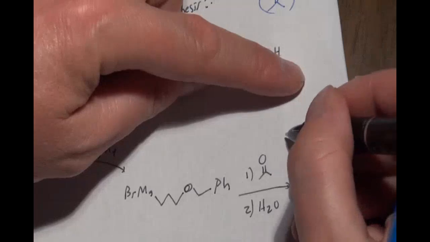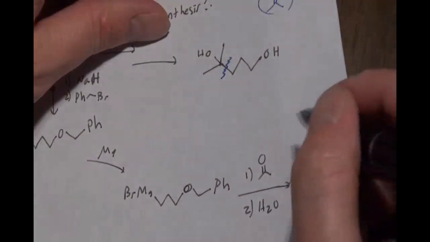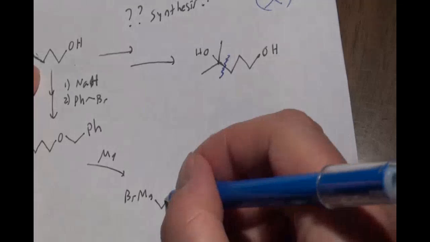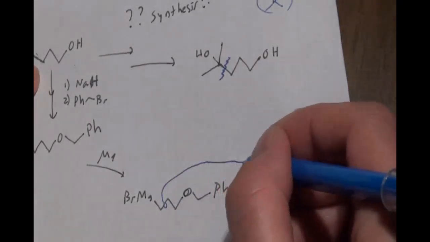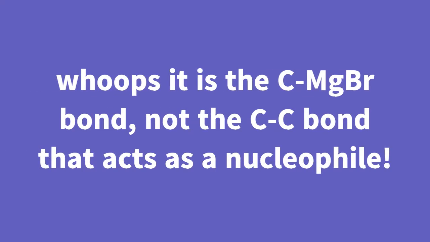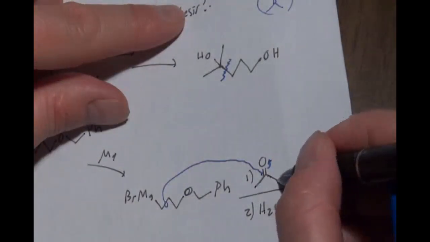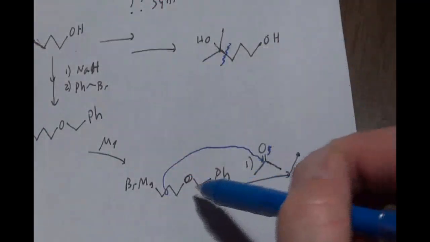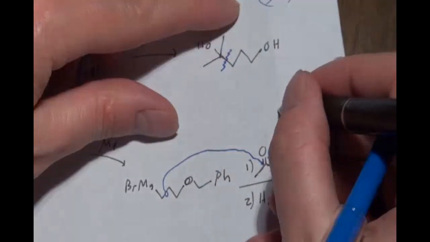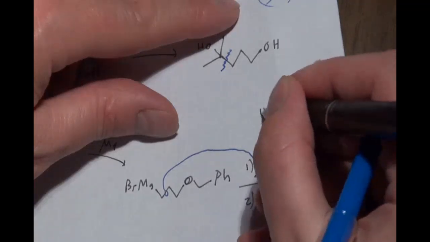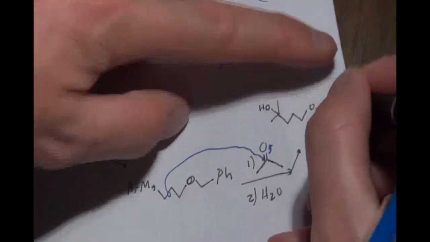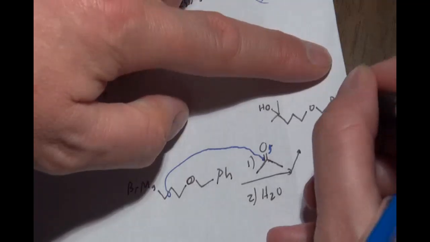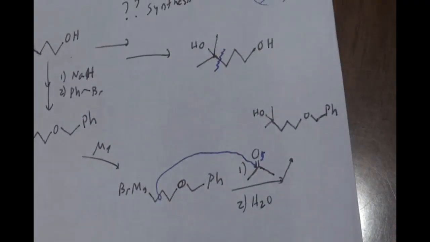Now it's starting to look like the product. I'll do that mechanism arrow. Attack the 3-carbon piece. So now it's going to look basically like the product, except we have the protecting group.